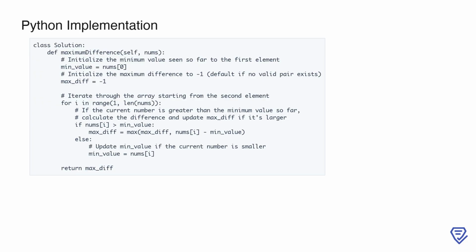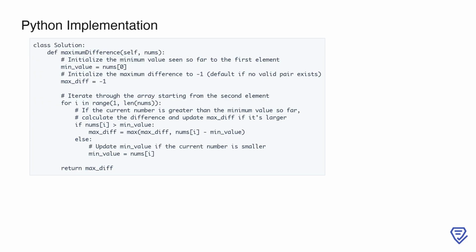Step-by-step explanation. 1. Initialization. min_value is initialized to the first element of the array. This variable keeps track of the smallest element encountered so far as we iterate. max_diff is initialized to -1, which is the default return value if no valid increasing pair exists.